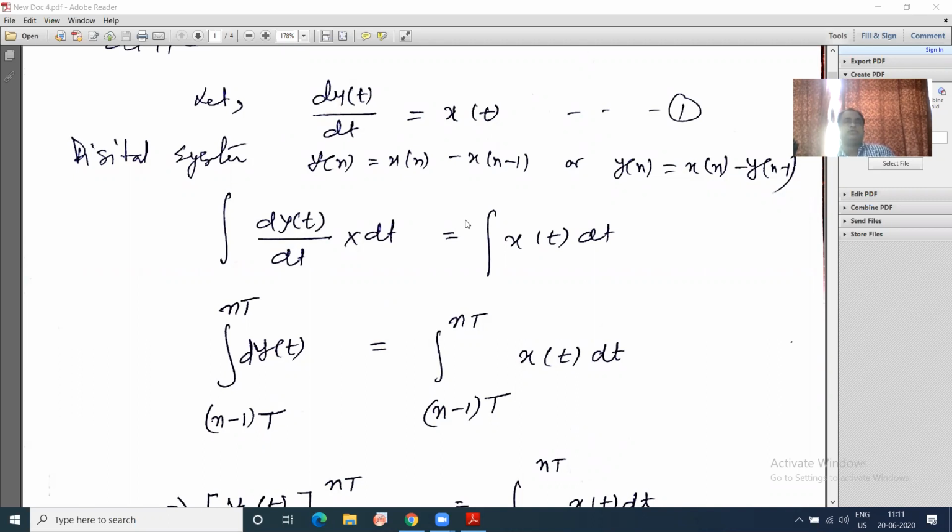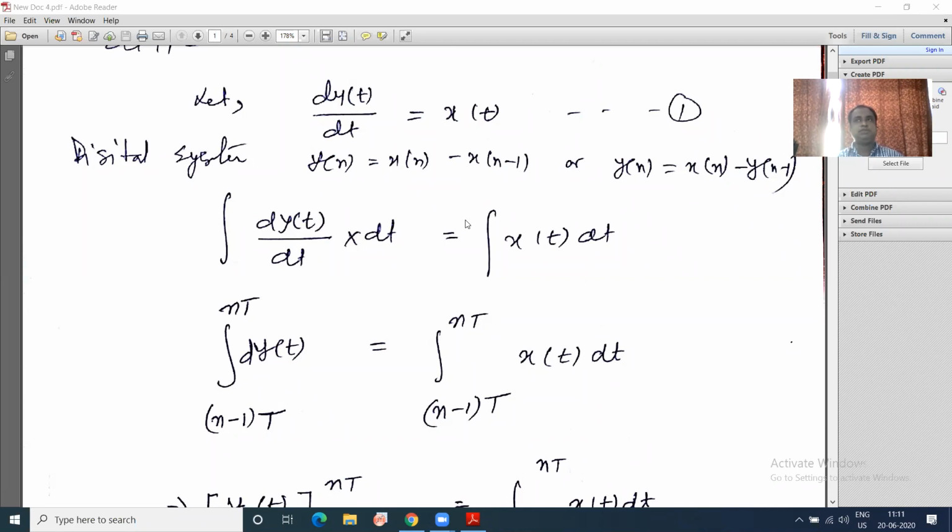What I mean is, suppose x of t is your analog signal, then x of nT is your digital signal or discrete time signal, but n has to be an integer. For example, if n equals 10 and T equals 0.1, then n into T becomes 1. So the time instant is an integer. Therefore, this is also possible.